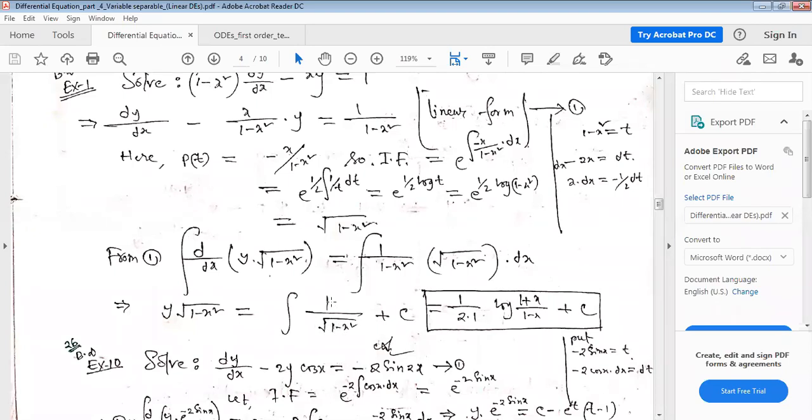So this is the formula of what? 1 by twice a log of (a plus x) divided by (a minus x). This is the formula. You have to complete it by integrating.